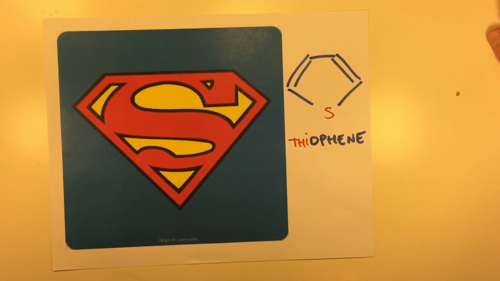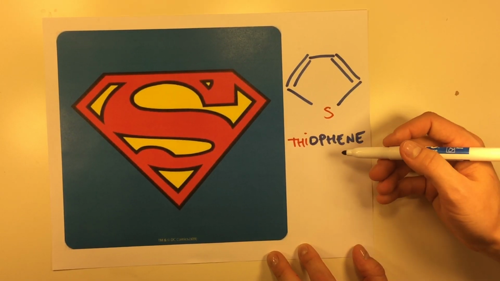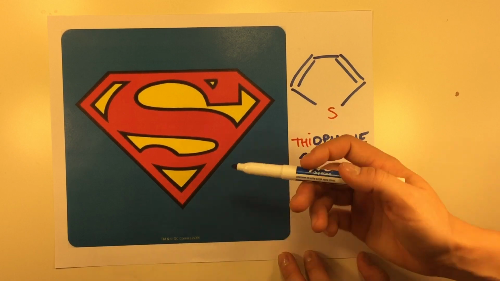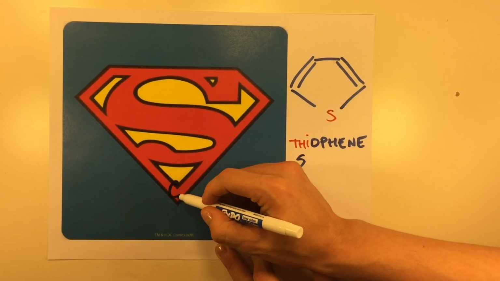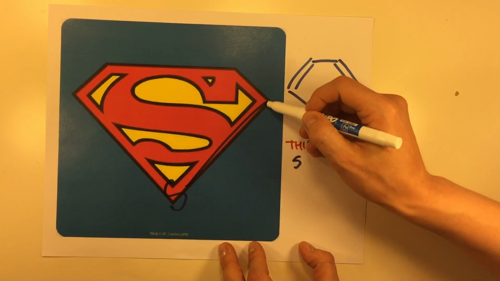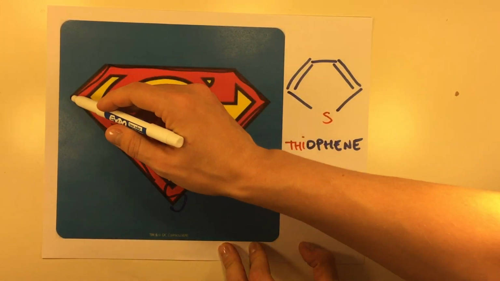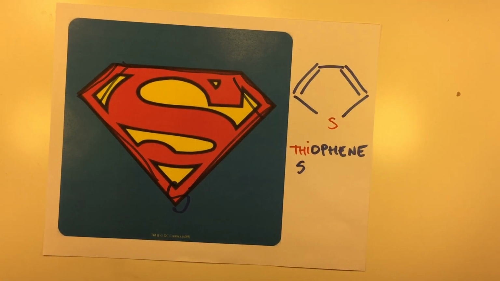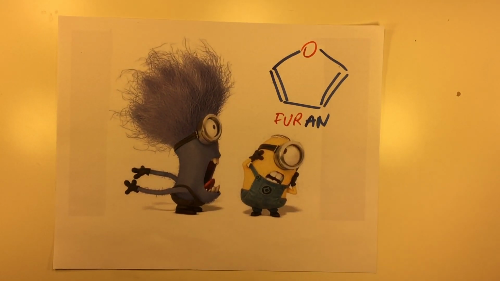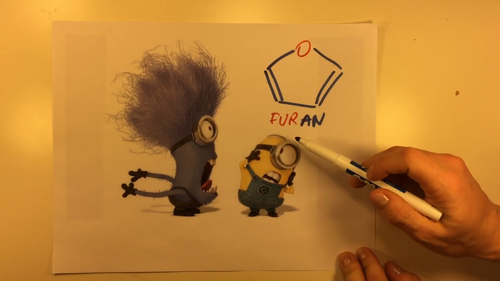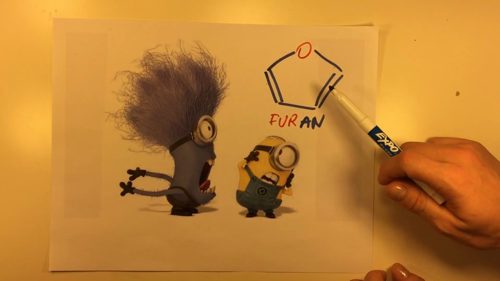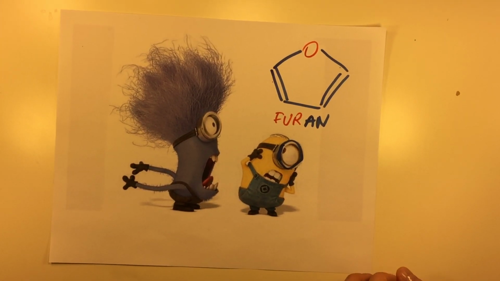The next one is thiophene, and it reminds you of a Superman logo. And if you place sulfur at the bottom and connect the rest, this becomes carbons, and we form a five-membered ring. The next one is furan, and you can think of furious Manian. Again, his hands and legs become carbons, and the oxygen is his eye.